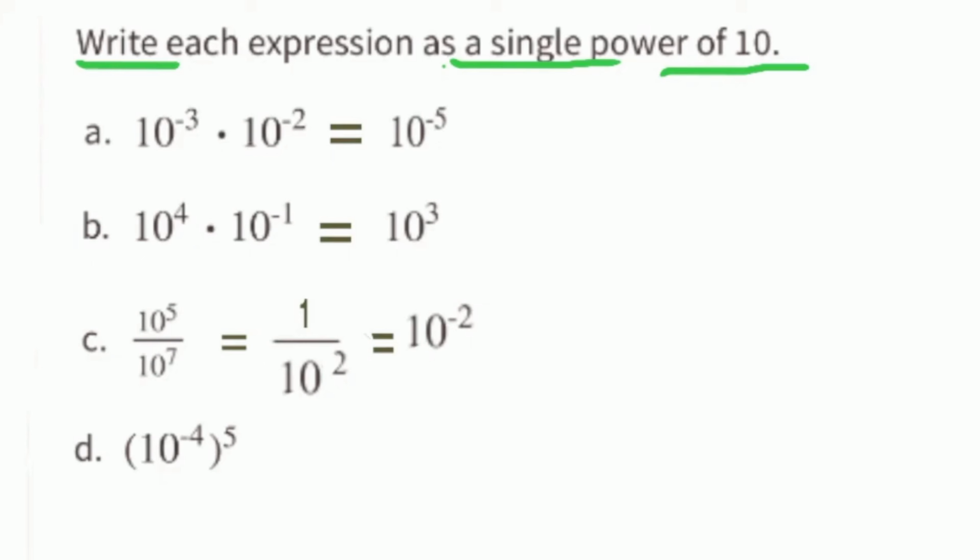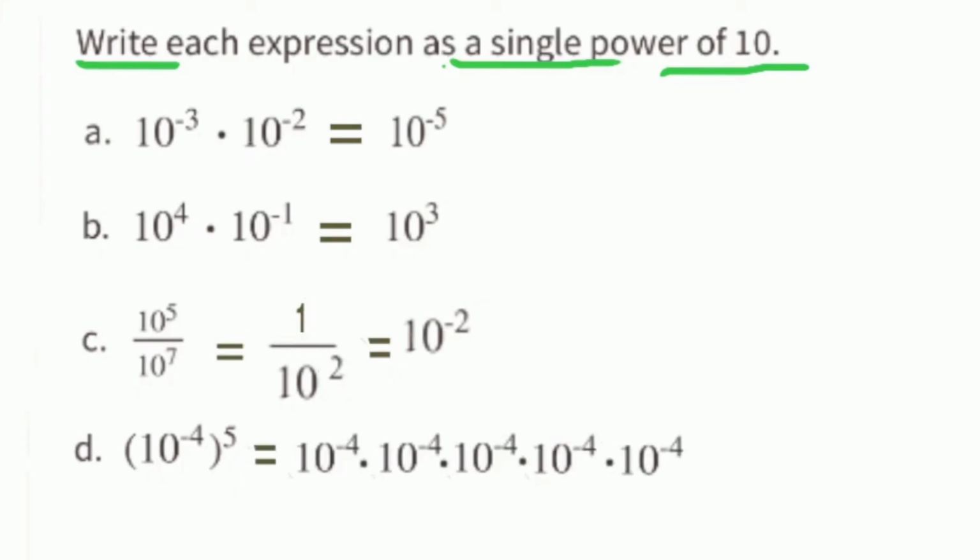D. Inside the parentheses, 10 to the power of negative 4, and outside the parentheses, the power of 5. That means 5 groups of 10 to the power of negative 4, or 10 to the power of negative 4 times itself 5 different times. We can add the exponents. Negative 4 plus negative 4 plus negative 4 plus negative 4 plus negative 4, and that's a negative 20. A shortcut would be to multiply the power of negative 4 times the power of 5. Negative 4 times positive 5 equals negative 20. This expression, written as a single power of 10, would be 10 to the power of negative 20.